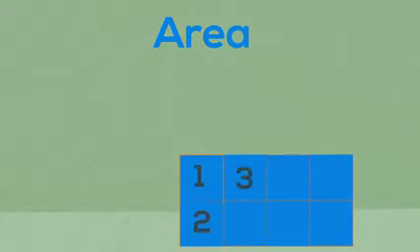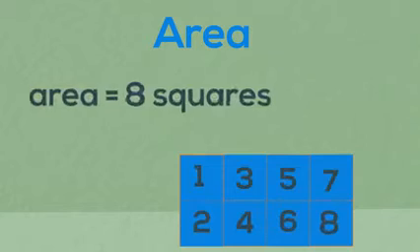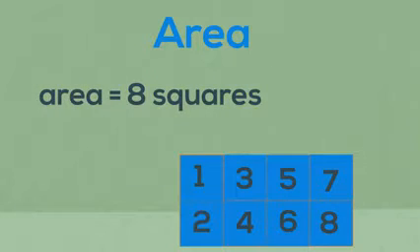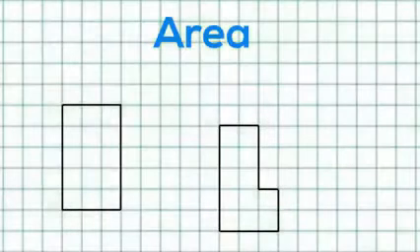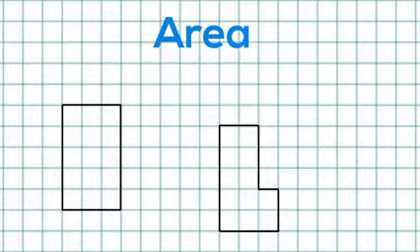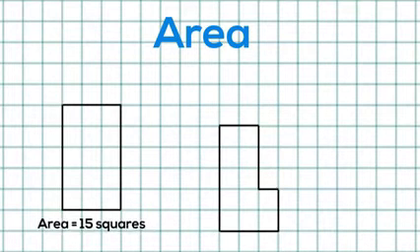This shape has an area of 8 squares. Let's calculate the area of some other shapes. If we overlay a grid, it makes it easy to calculate. By counting, we can see that the area of the first shape is 15 squares, and the area of the second shape is 12 squares.